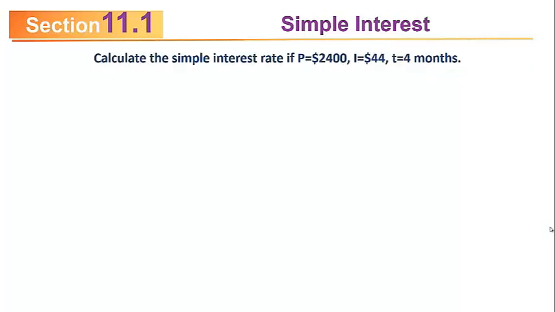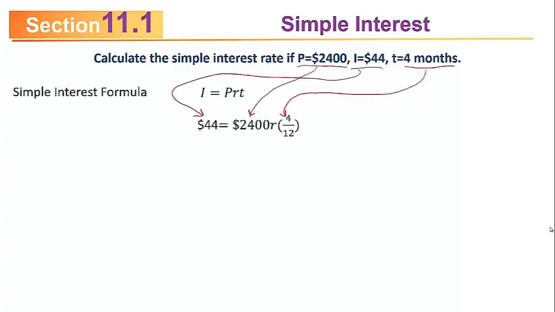How about this one? Calculate the simple interest rate if P is equal to 2,400, I is equal to 44, and T is equal to 4 months. We're looking for the interest rate. So we use the formula capital I is equal to capital PRT, but this time we're solving for little r. So we know that the amount of interest is $44, that's capital I.